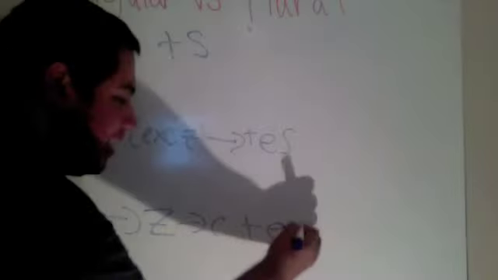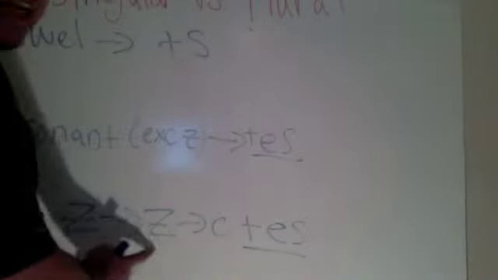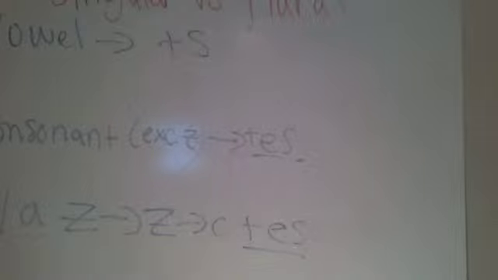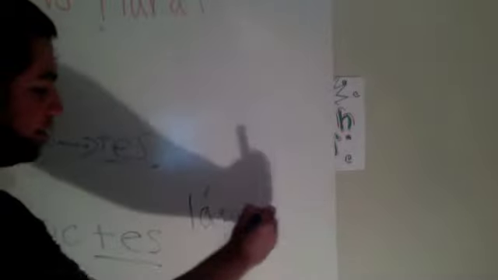And our final rule for singular to plural nouns is, if it ends with a Z, first what you do is change the Z to a C and then add ES at the end of it. So your rule 3, the end, looks exactly like your rule 2, the end. The only difference is we're changing the Z to a C. So for example, the word pencil, lápiz. How do we say pencils? Our rules say change the Z to a C. Let's do that first. And then add ES.